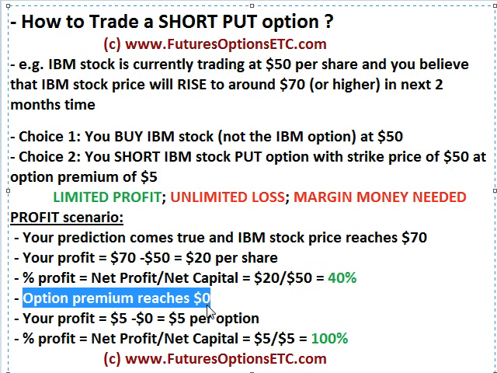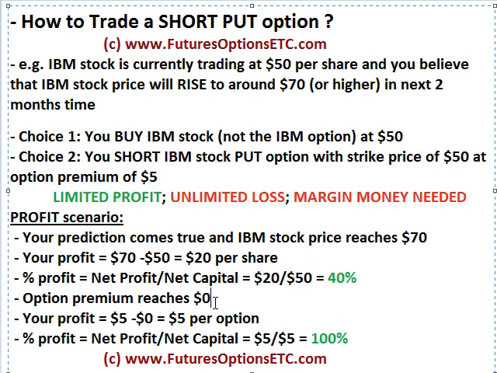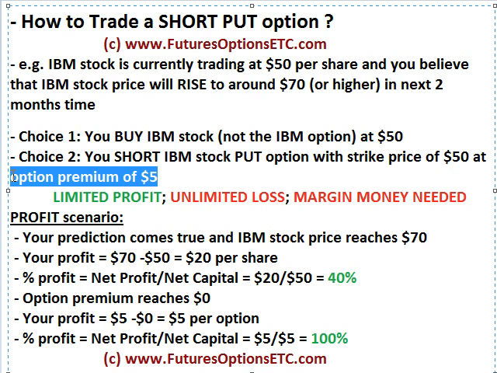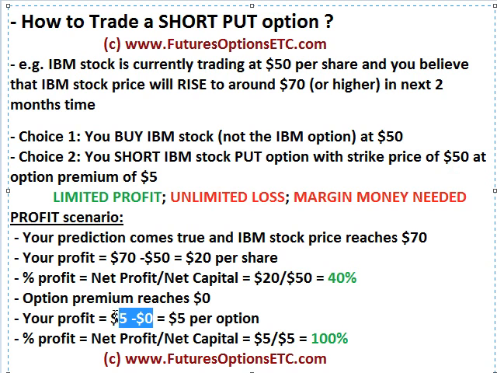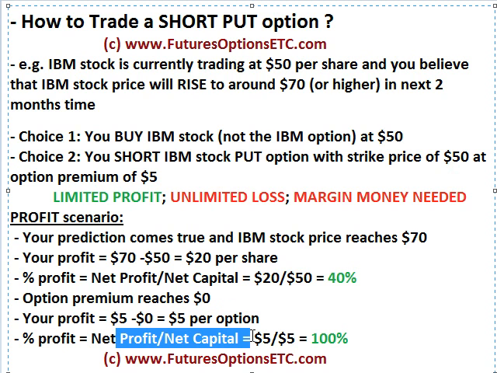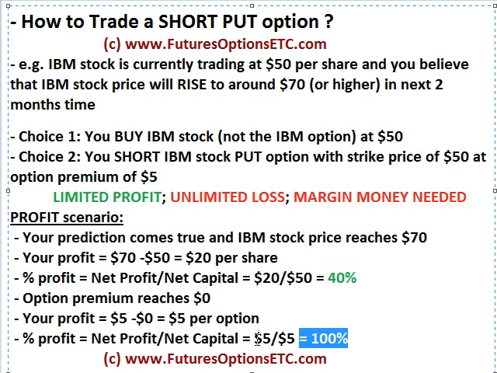We'll see this shortly through the payoff function, but in terms of calculation, what it means is that whatever $5 you received while selling this IBM put option, you get to keep everything because this option premium is now 0, so your profit is $5 per option. In terms of percentage calculations, it comes to 100% because you get to keep all the $5 that you have made from this short put option sale.